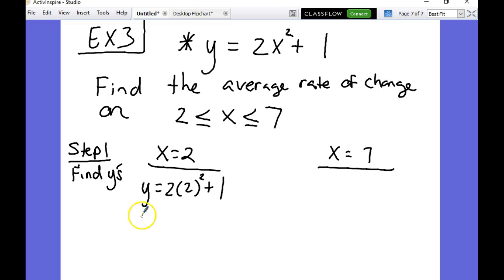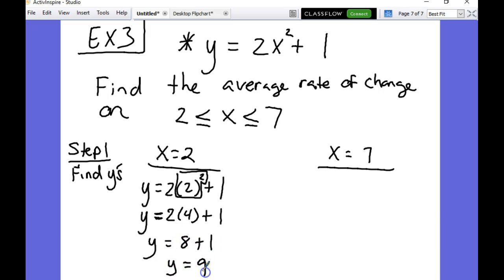Follow your order of operations. What do you do first? It'll be 4 squared. You do that first, right? 2 times 4... so it'll be 9. Yep. So, when x is 2, y is 9. There's your x1, y1. Let's repeat that over here.